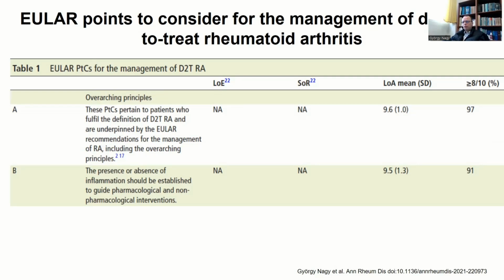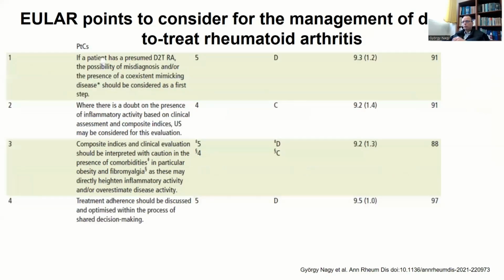And the B overarching principle is that the presence or absence of inflammation should be established to guide the pharmacological and non-pharmacological interventions. So one should always try to determine what is the level of inflammation and if the complaints are rather inflammatory or non-inflammatory. And now let's see what are the recommendations, the points to consider.